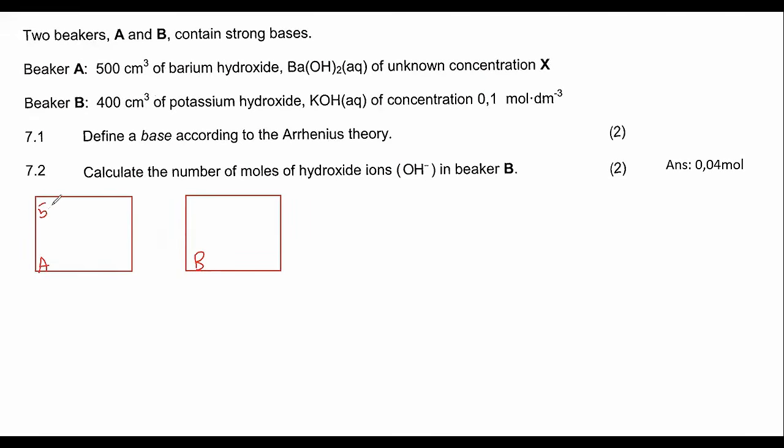Beaker A is 500 centimeters, and it is barium hydroxide, and we don't know the concentration. Then in beaker B, we've got 400 centimeters cubed of potassium hydroxide of concentration 0.1 mole per decimeter. Okay, that's what we know so far.